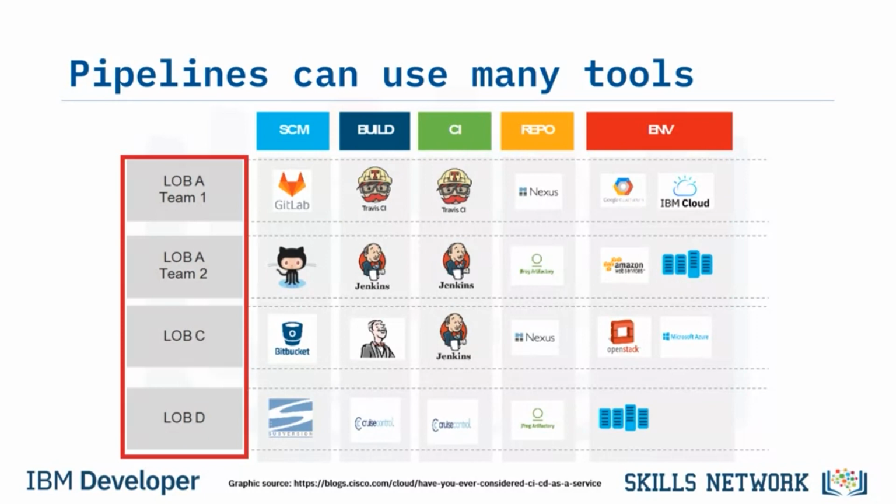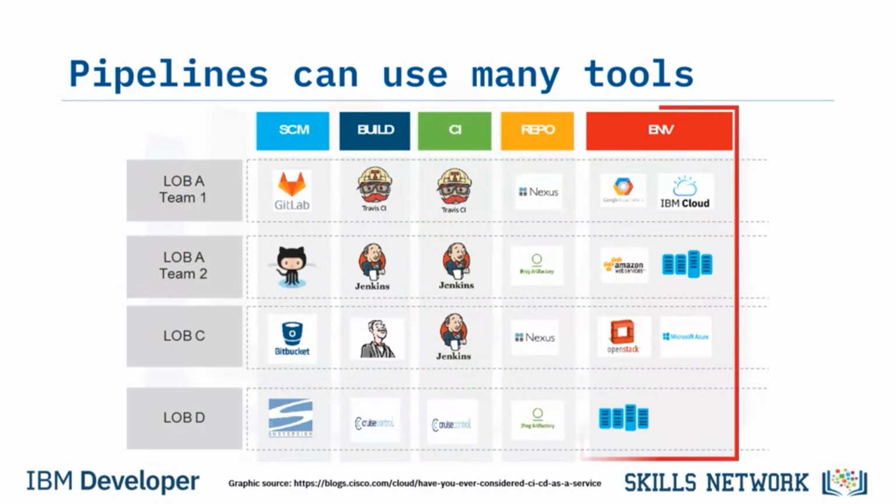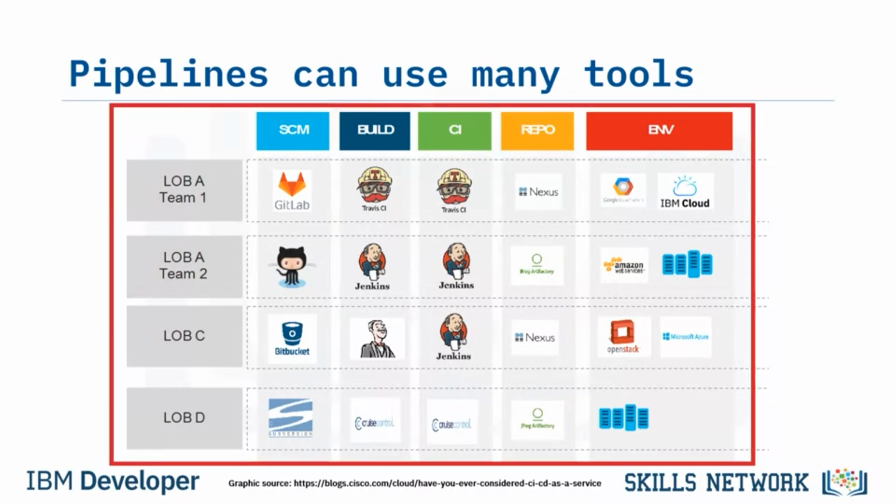Different line of business applications or LOBs within a single organization being run by different teams might be using different tools, and it doesn't matter that they use different tools. So their source code management system, their build systems, their continuous integration systems, their repositories, and so on might be running on different tools. Maybe there's Jenkins, there's Travis, there's Nexus, and there's JFrog Artifactory. But the specific tool being used isn't important. What matters is that they are using a tool to automate these processes instead of doing them manually.